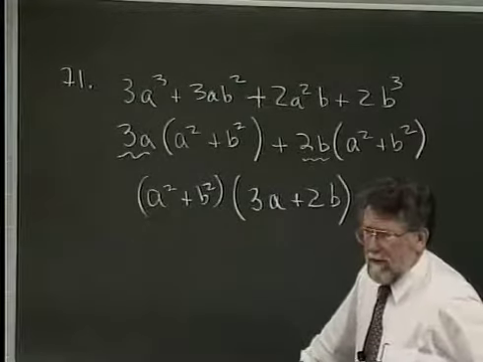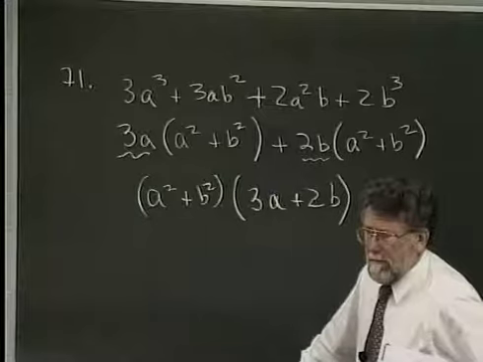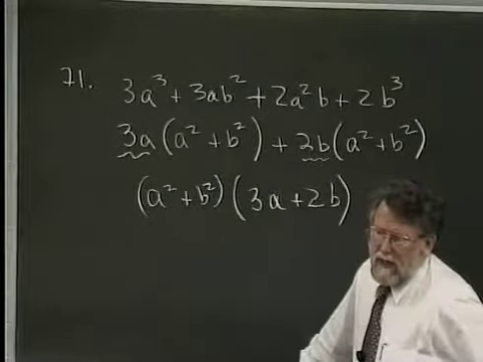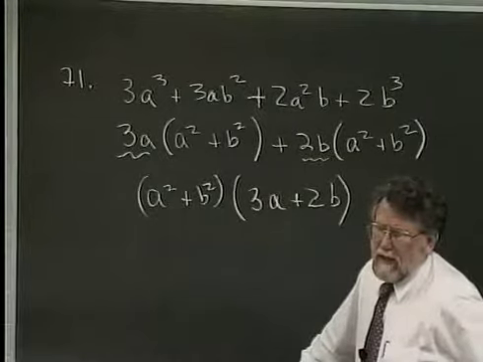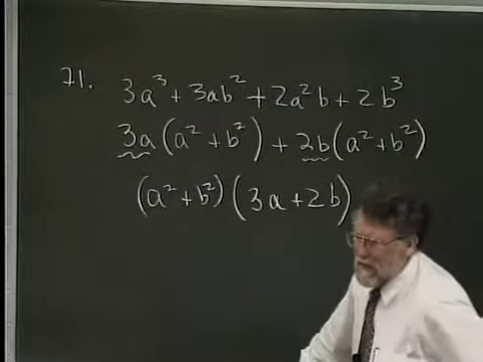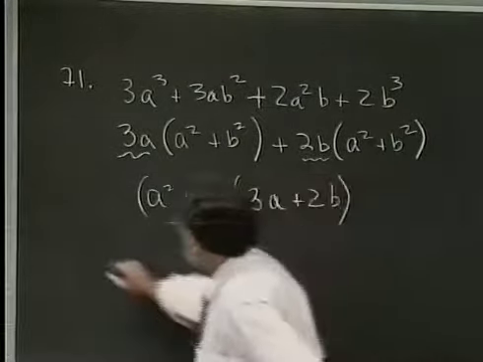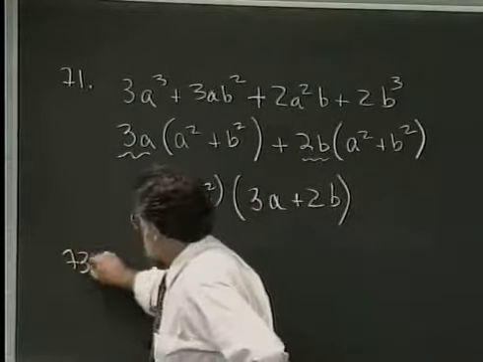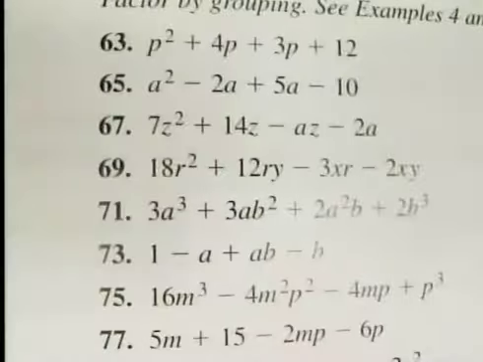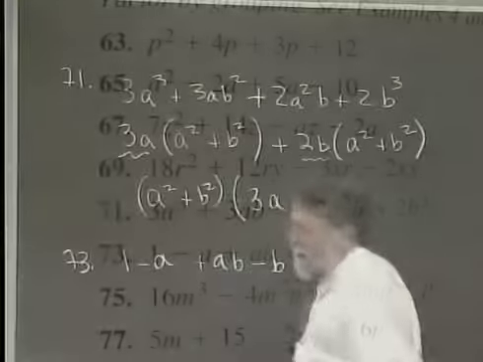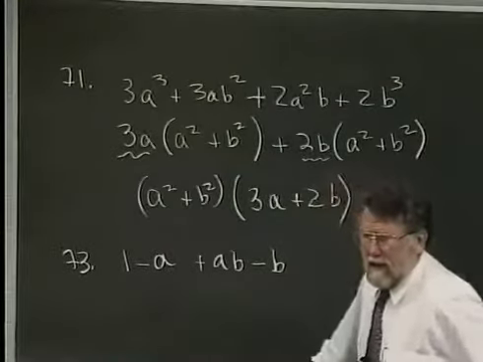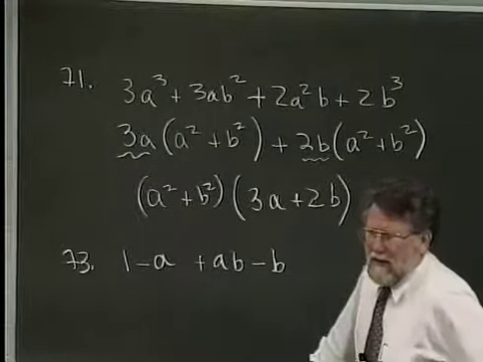Pam? Speaking of ones that need to be rearranged, 73. Okay, 73 the way it is. It's a good problem to ask about, because it requires a little bit of, well, not just trial and error. 1 minus a plus ab minus b. It's just that minus sign is the dilemma. So you have to be clever.